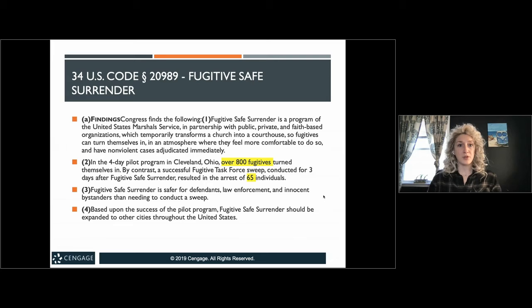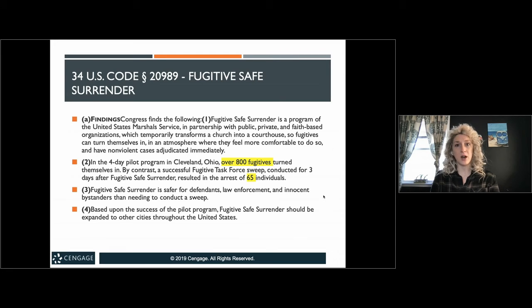So this was an opportunity for them to turn themselves in, you'll see, in an atmosphere that's more comfortable than walking into maybe a courthouse or walking into the probation department and not knowing what's in store. And because a judge was there, it gave them the opportunity to have their cases adjudicated immediately, right then and there. We know the court process can take a very long time in some cases. So this gave the offender the opportunity to know that, let me just go and get this taken care of and get it over with.